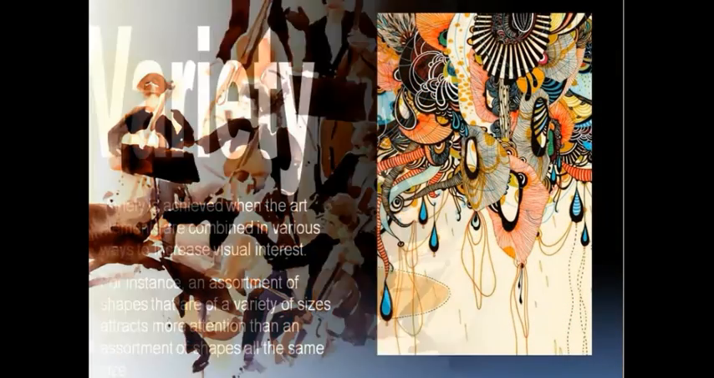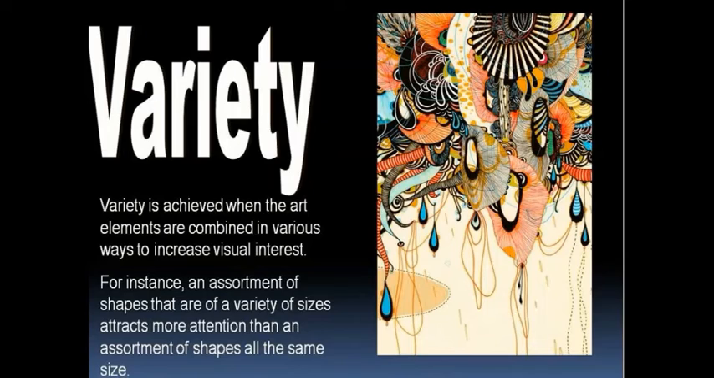And also, we have here the so-called variety. So once we talk about variety based on the definition there, variety is achieved when the art elements are combined in various ways to increase visual interest. For instance, an assortment of shapes that are of a variety of sizes attract more attention than an assortment of shapes all the same size.